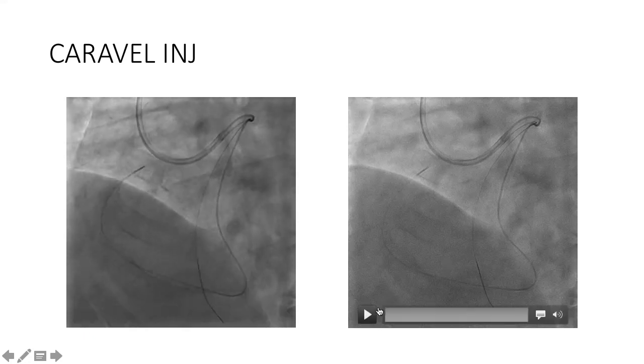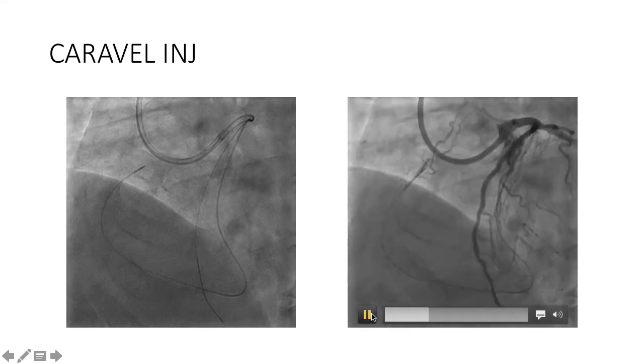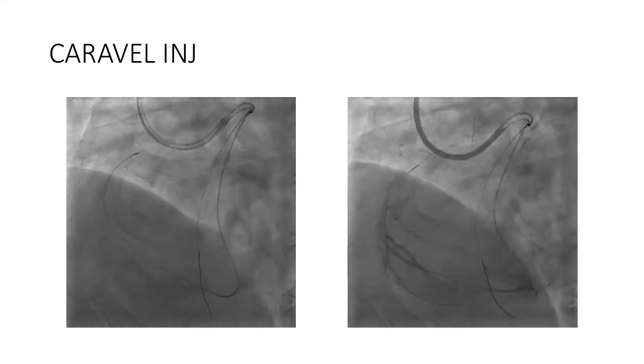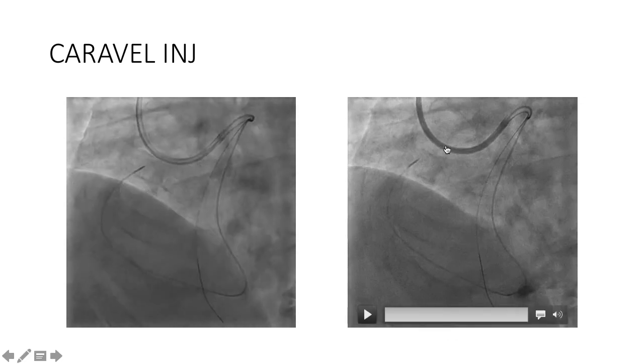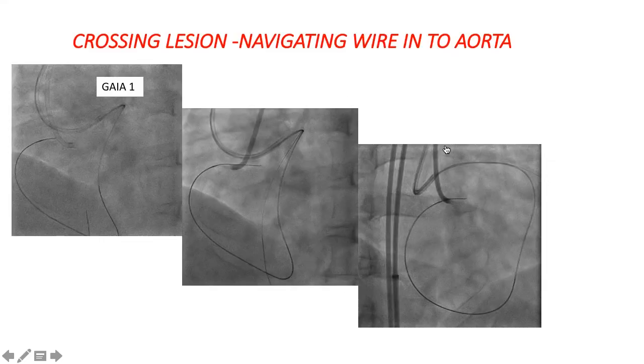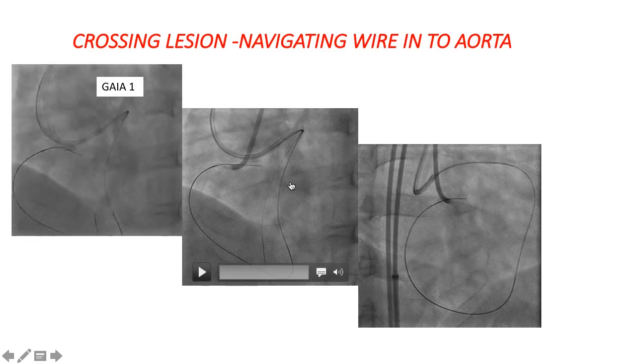So, but I couldn't visualize any vessel here. I injected through the left system, and then to confirm the position of Caravel, I did a retrograde wire escalation, so to Gaia 1, and the Gaia 1 slowly we navigated into the aorta without much difficulty.